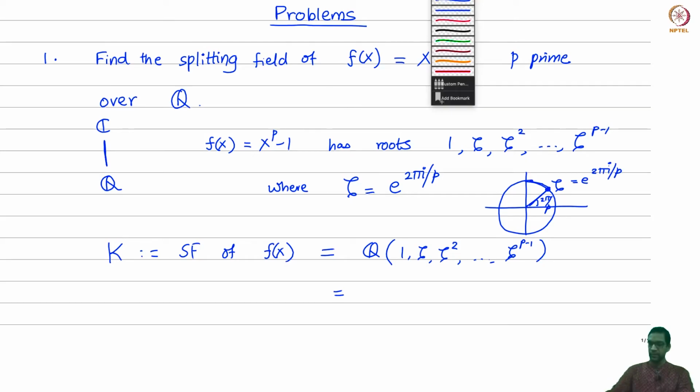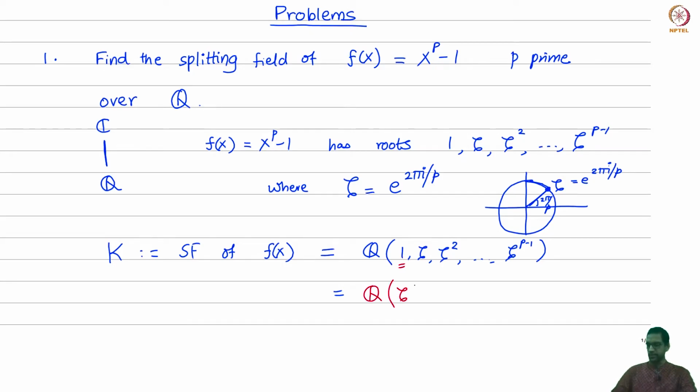For example, if I adjoin the root 1 to the base field Q, I don't get anything new. That's just Q again, because 1 belongs to the base field. So I don't really need to adjoin 1. I could just adjoin the next one, which is zeta. But observe that as soon as you adjoin zeta, then of course Q of zeta is a field, and because zeta belongs to it, automatically zeta square, zeta cubed, and so on, all powers of zeta, belong to this field. Observe that all powers zeta to the k are automatically inside this field Q of zeta, for all k greater than or equal to 0.